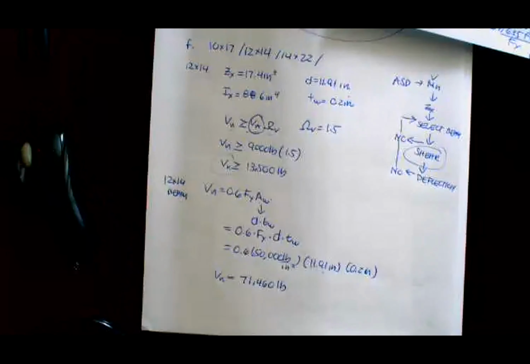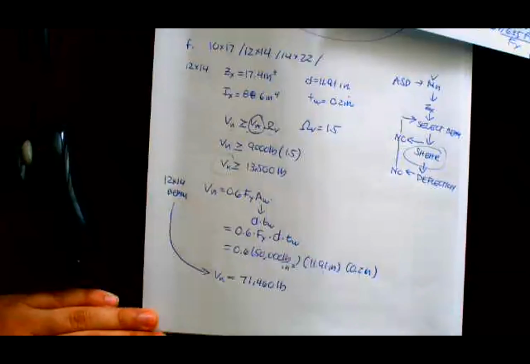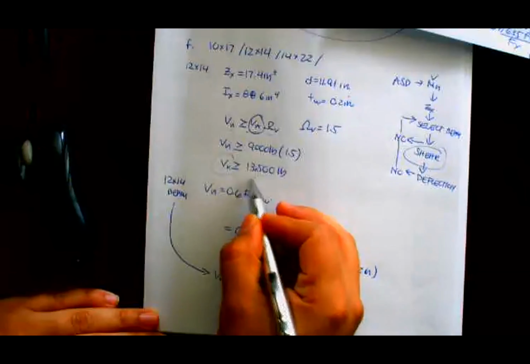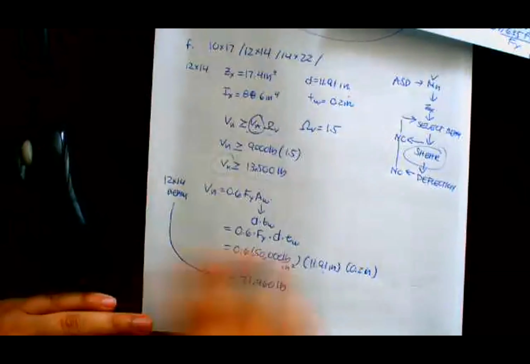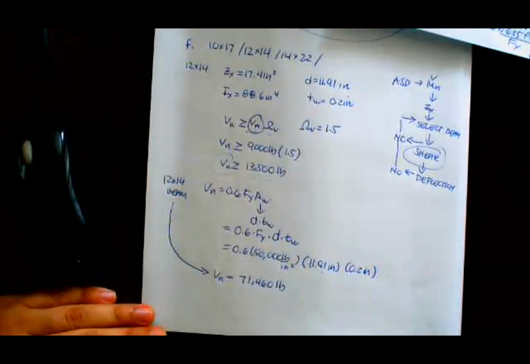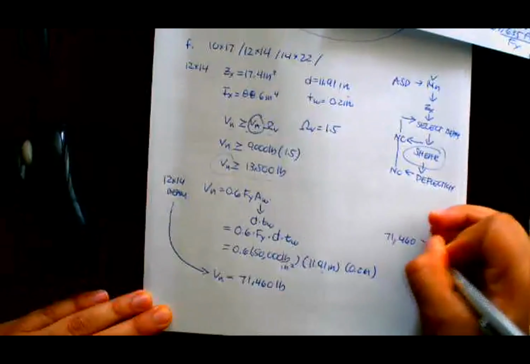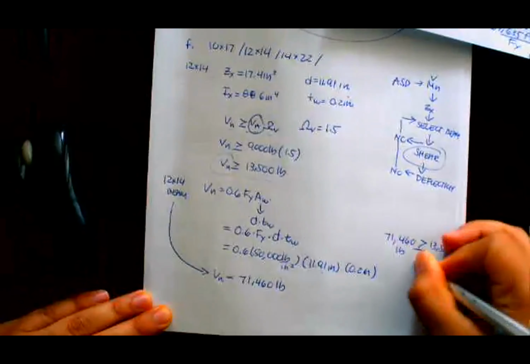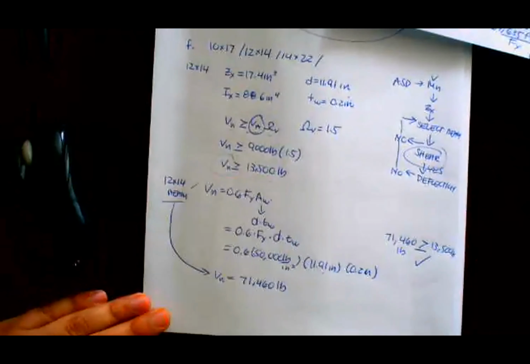So this is what the 12 by 14 beam can withstand while still being safe. Is it greater than the shear that the loading condition gave us? Well, yeah, 71,460 is greater than or equal to 13,500 pounds. So far, you've passed the tests. So now I've got to check it against deflection.